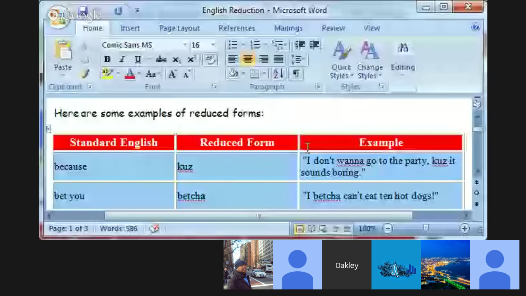Okay, I'm going to do a little screen share here, and we're going to get started, looking at these reduced forms and practicing them. We'll just go around one by one and test it out. If you keep your microphone off, feel free to practice at home while I'm interacting with another student.